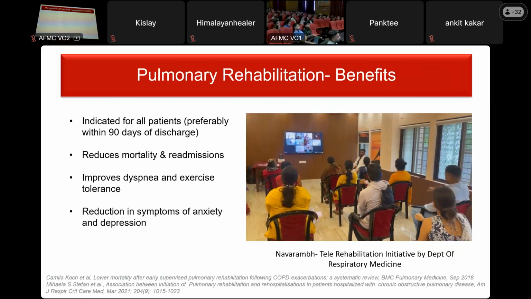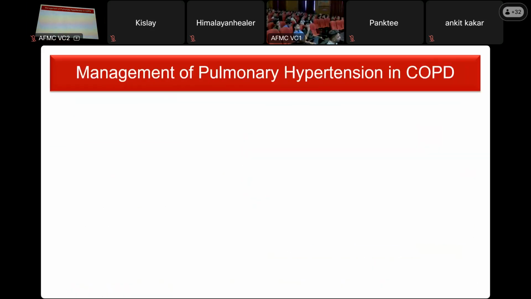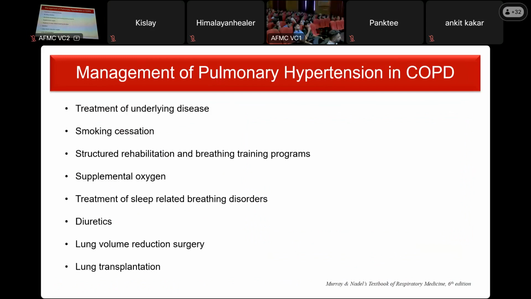How do you manage pulmonary hypertension in COPD? Next. I just want to emphasize the point that the usual PAH therapy, including bosentan and sildenafil, is usually of no use in COPD. The things that help are oxygen therapy, and if the patient has a concomitant apnea, then we can think of giving CPAP. And besides that, smoking cessation and pulmonary rehab. Next.